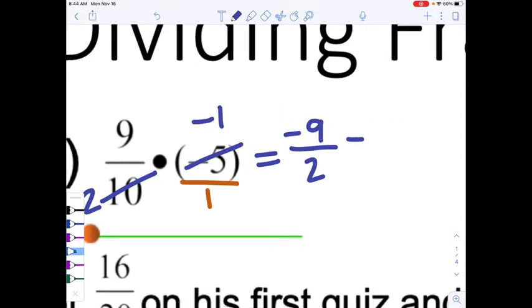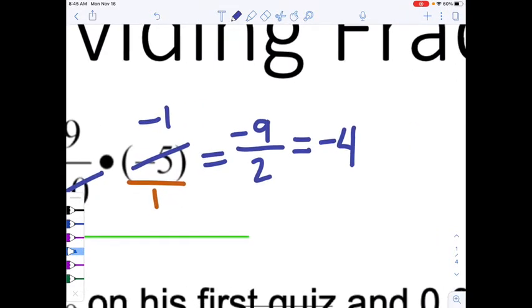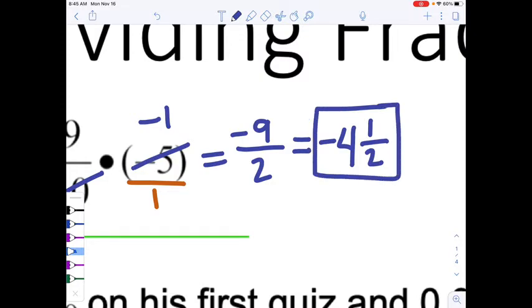And then I just have to simplify. 2 goes into -9, -4 times. -4 times 2 is -8. So to get to -9, there's 1 left over, and I always keep that same denominator. -4 and 1/2.